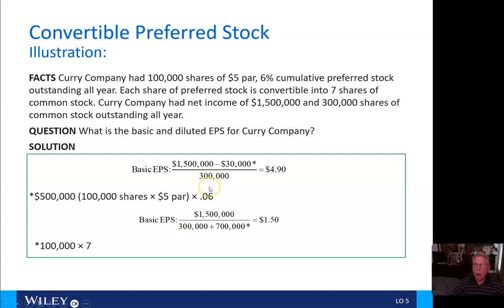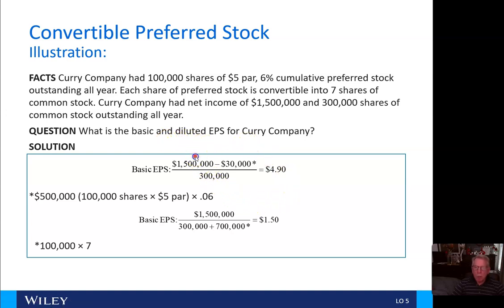Okay, so the Curry Company had 100,000 shares at $5 par, 6% cumulative preferred stock outstanding all year. Each share of preferred stock is convertible into 7 shares of common stock. Curry Company had net income of $1.5 million and 300,000 shares of common stock all year. Okay? What is the basic and diluted earnings per share?